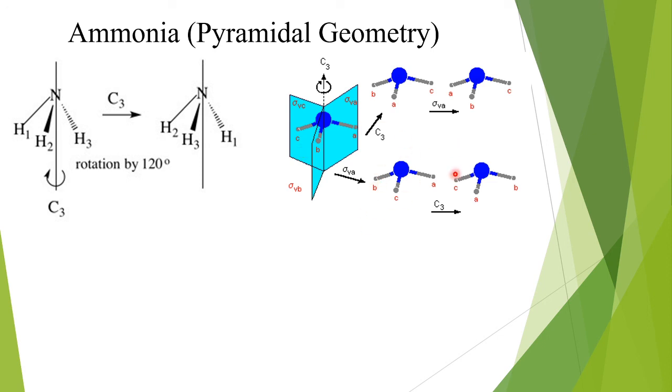Now, the elements of symmetry possessed by the ammonia molecule are the identity element E, then the rotation axis C3, and three sigma V planes. That's all for ammonia.